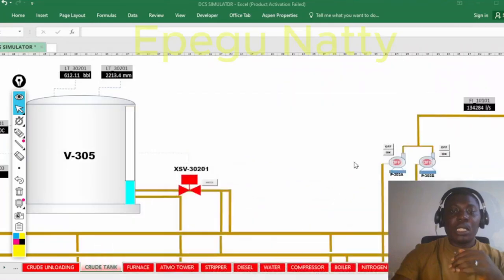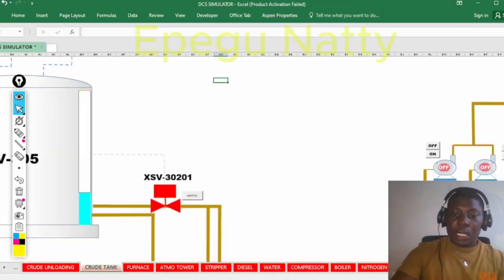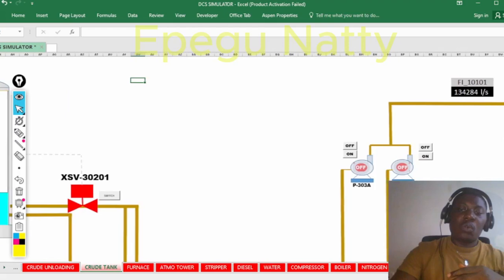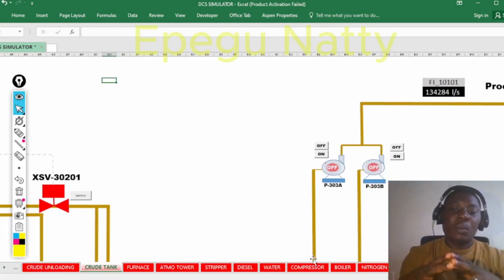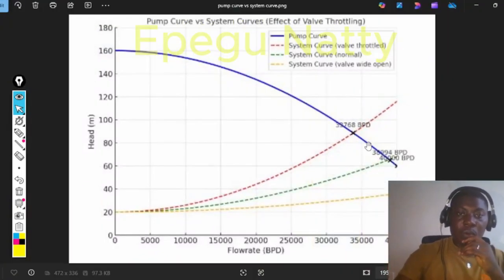Okay, so the next thing we're going to talk about is, once the pump is selected and installed in our facility, what effect is the control valve going to have on the pump? We are going to look at that, because if you look at this pump curve, you notice that we have three lines here.